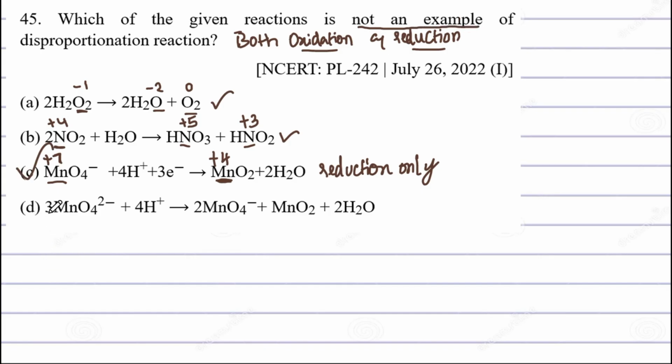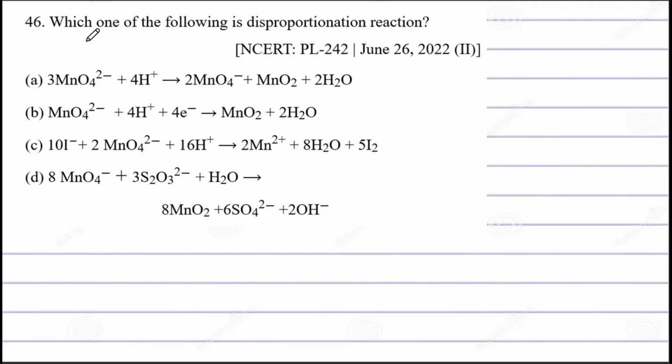Then the last equation: the oxidation state of manganese in MnO4²⁻ is +6, in MnO4⁻ it is +7, and in MnO2 it is +4. So there is a decrease in oxidation state as well as an increase, so both oxidation and reduction take place. So this is also a disproportionation reaction. So which is not an example of a disproportionation reaction? Option C. Next question is, which one of the following is a disproportionation reaction?